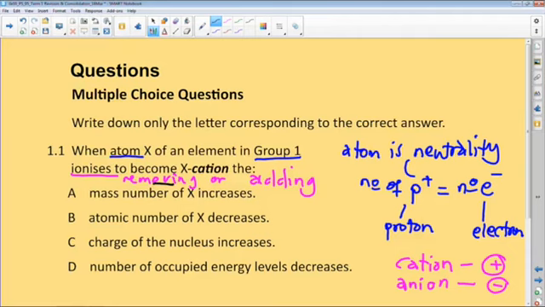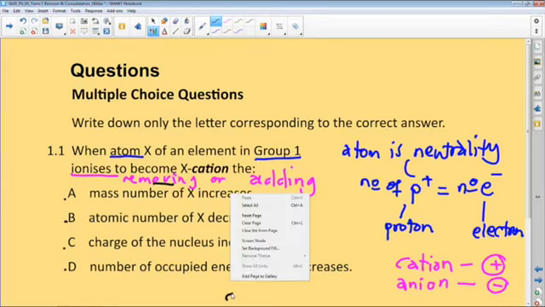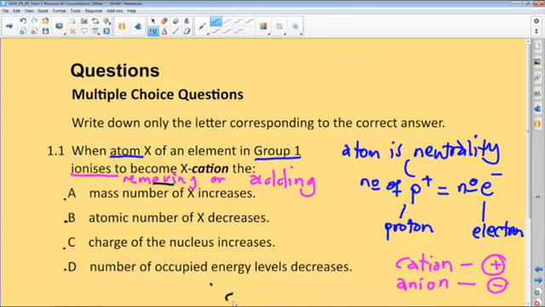There are 4 options, A, B, C, and D, right? So we need to be very careful in analyzing our answers. 2 of the possible solutions, we call them distractors. Distractors, as the name suggests, are just to disorganize you. So it's very important that you identify the distractors. It says here, mass number of X increases. Mass number has to do with nucleons, right? Nucleons are in the nucleus. It means it has nothing to do with the electrons, right?